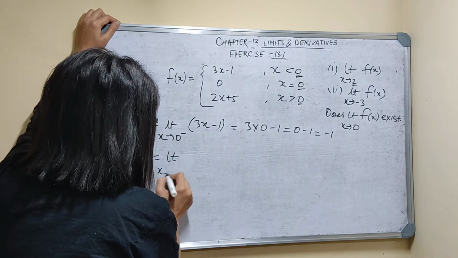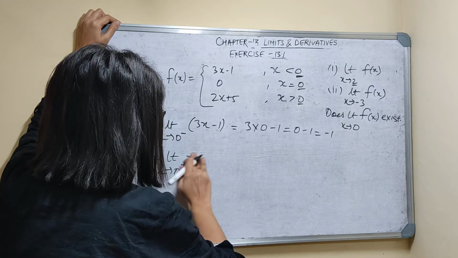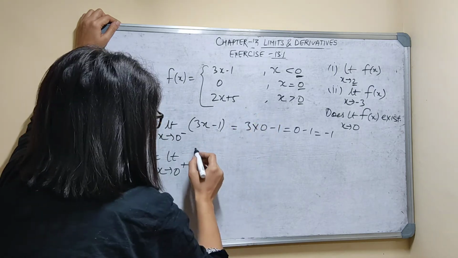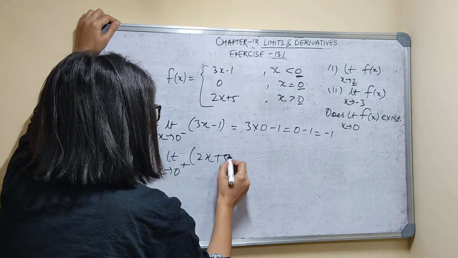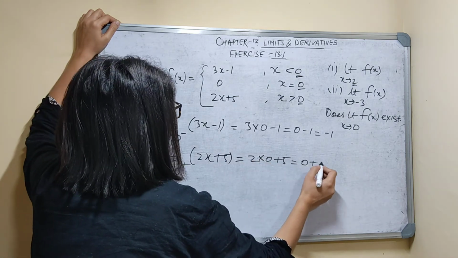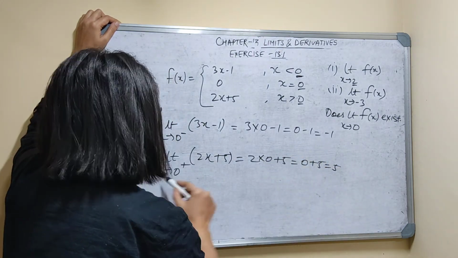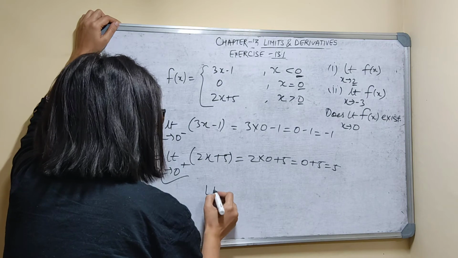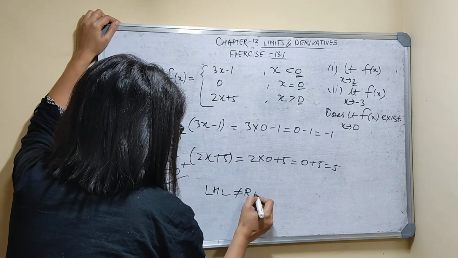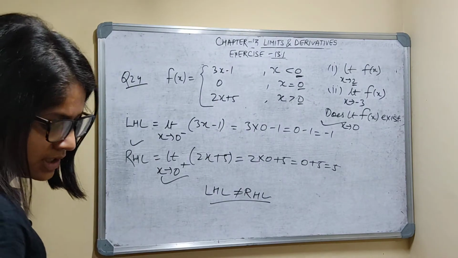The right hand limit is the limit as x tends to 0 plus of f(x). Use the function 2x plus 5 and substitute 0: 2 into 0 plus 5, which is 5. So the left hand limit is minus 1 and the right hand limit is 5. LHL is not equal to RHL, so the limit as x tends to 0 of f(x) does not exist.